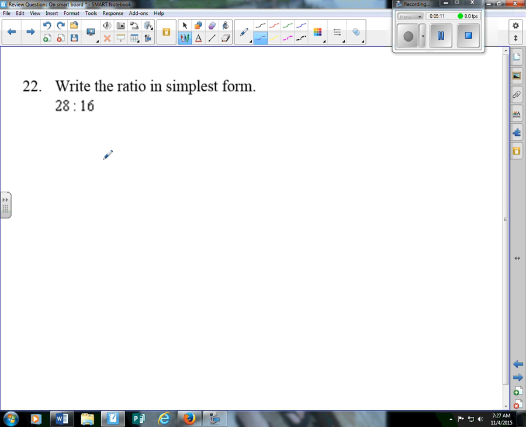22, write the ratio in simplest form. 28 over 16. I would divide both by 4, and I get 7 fourths. Again, you can't change it to a mixed number because it's a ratio.